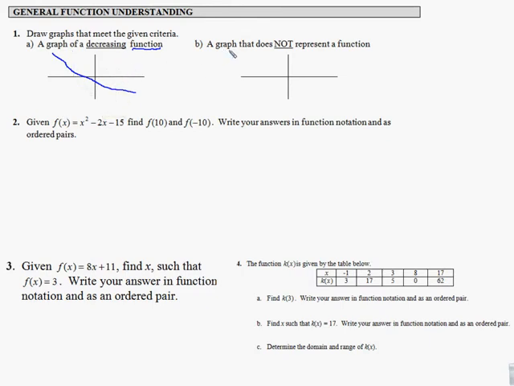On the next one, we are to draw a graph that is not a function, meaning that if you were to draw a vertical line, it would pass through 2 points. So you need only draw something like this, and that would not be a function because someone could draw a vertical line right here and hit 2 points.